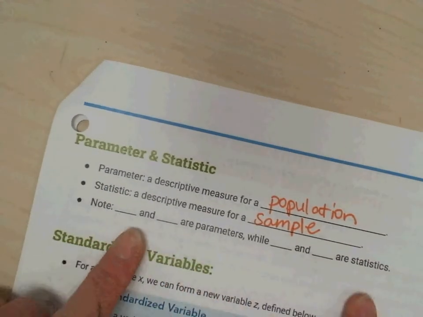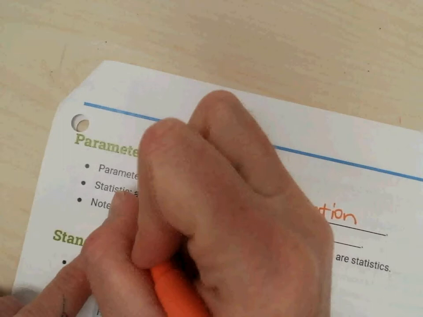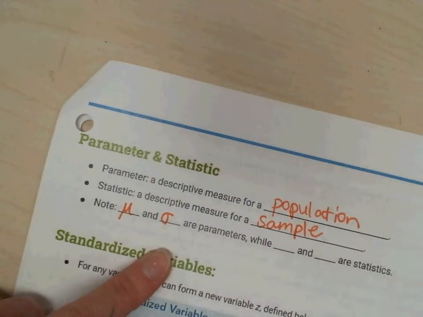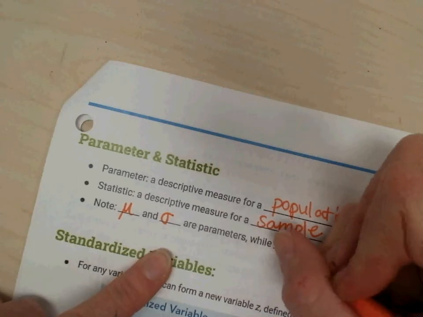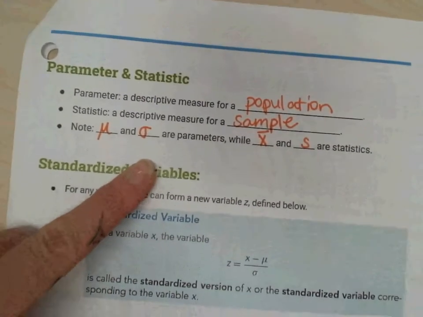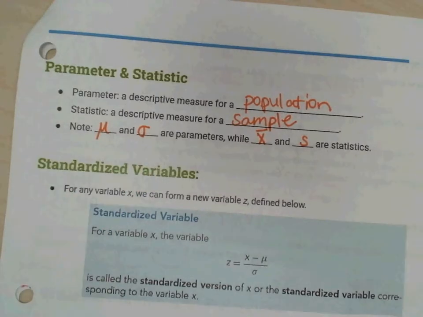So again, putting it into sentence form, note that mu and sigma are parameters, while x bar and s are statistics.